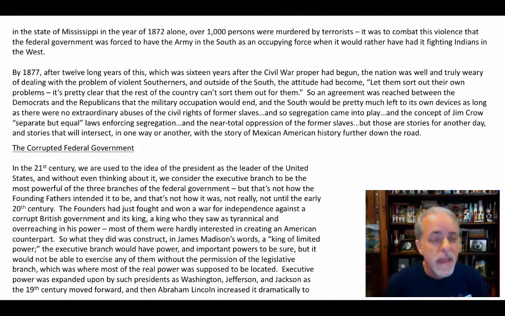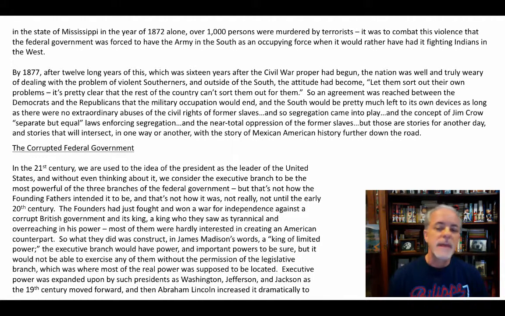By 1877, after 12 long years of this, which was 16 years after the Civil War proper had begun, the nation was well and truly weary of dealing with the problem of violent Southerners. And outside of the South, the attitude had become, let them sort out their own problems. It's pretty clear that the rest of the country can't sort them out for them. So an agreement was reached between the Democrats and the Republicans that the military occupation would end, and the South would be pretty much left to its own devices as long as there were no extraordinary abuses of the civil rights of former slaves. I mean, as if lynching and murder were not an extraordinary abuse of civil rights, right?